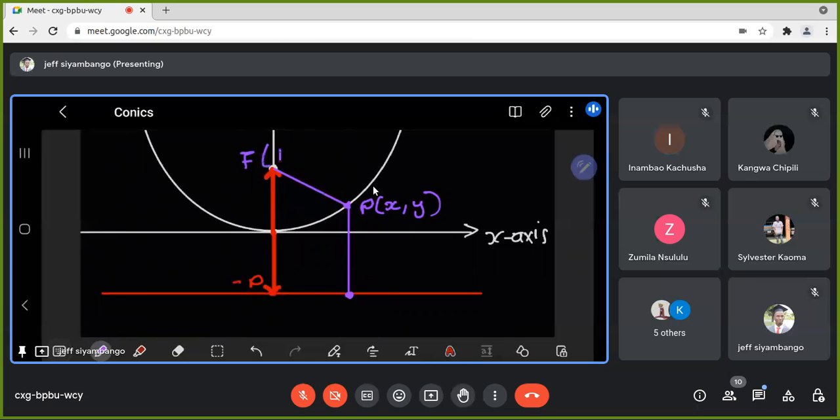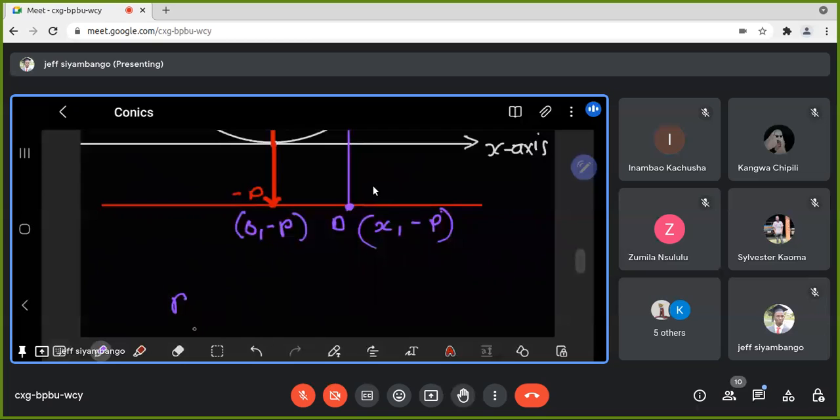Here we have the focus at (0, P), and this is at (0, negative P). And this point here, obviously, will have to end up being at (x, negative P). I can label this as maybe D. So you can now say the distance from F to P will have to be equal to the distance from P to D.